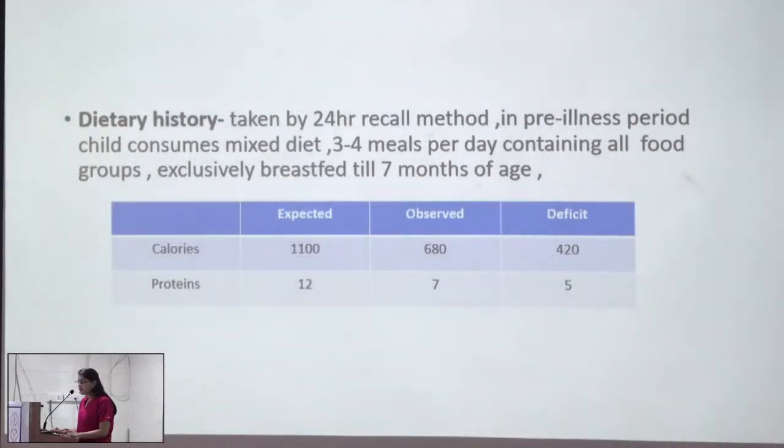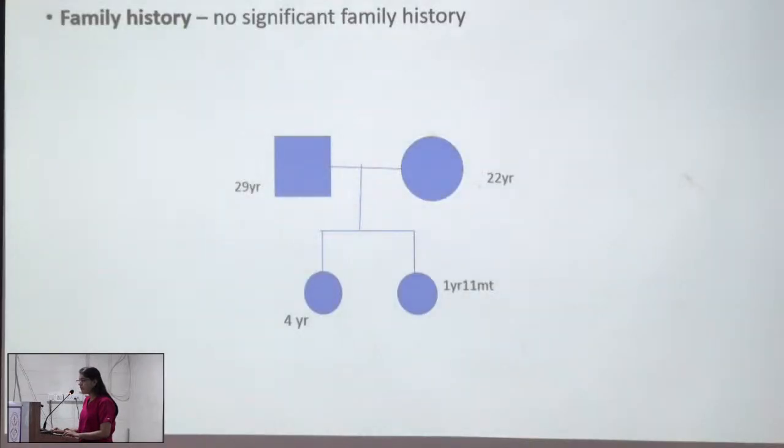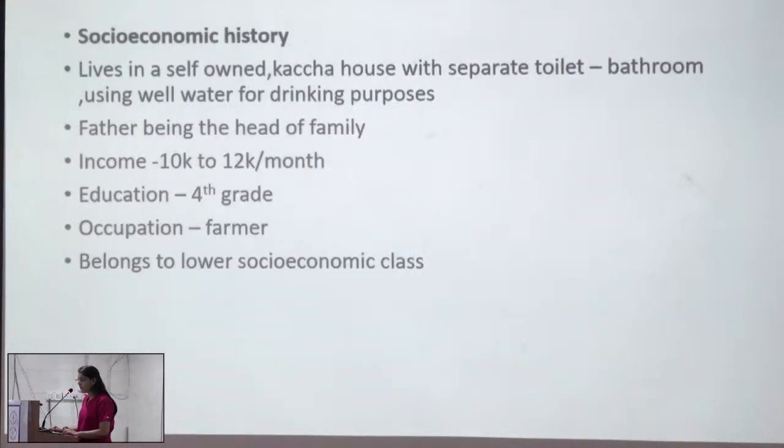Dietary history wise, child was exclusively breastfed till 7 months of age, after which complementary feeding was started. Right now, the expected calories are 1100 with a deficit of 420. Proteins expected is 12, the observed is 7 grams with a deficit of 5. Family history wise, no significant family history. Socioeconomic wise, the child belongs to lower socioeconomic class.